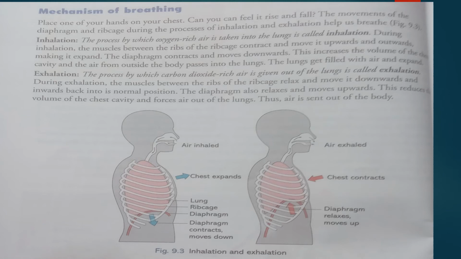And during exhalation, the muscles between the ribs relax and the rib cage moves downwards and inwards back into the normal position, and our diaphragm also relaxes and moves upward. This reduces the volume of the chest cavity and forces air, like carbon dioxide, out of the lungs. Thus air is sent out of the body.